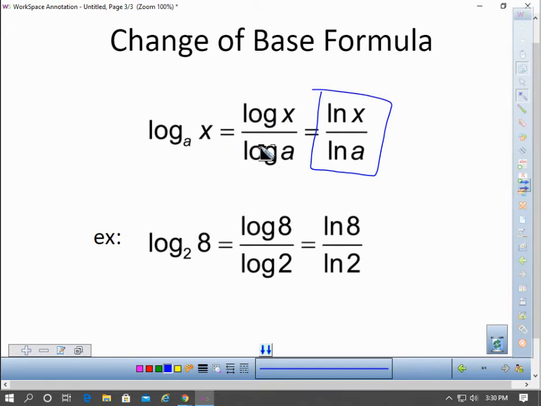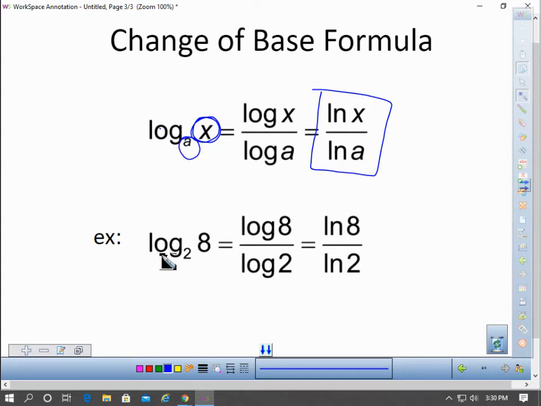You can change to base 10. Changing into base 10 just means you take the log of the argument and divide by the log of a. So now these are both base 10, but I always do natural log. It's the natural log of the argument first, divided by the natural log of the base.